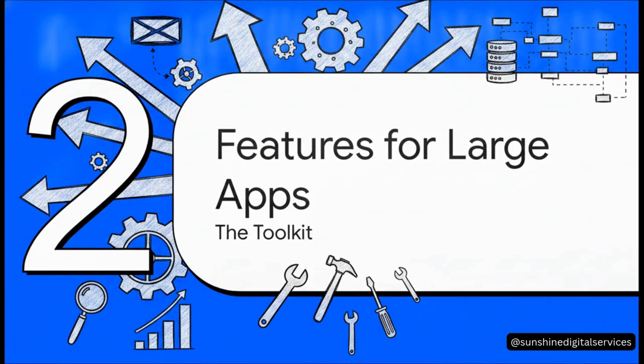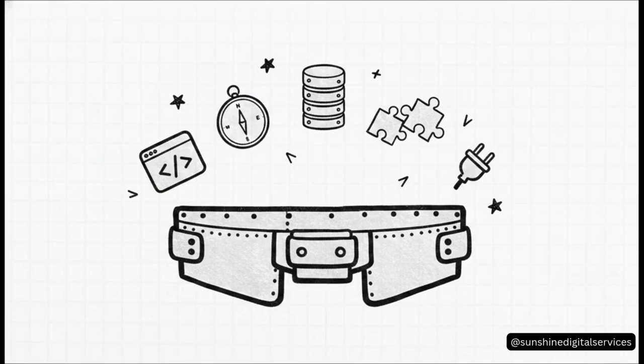Moving right along to section 2. Let's take a look at the features for large-scale apps, the actual toolkit. Ember equips us with 5 core features designed specifically to shoulder the burden of large-scale architecture. We've got the Ember CLI, the router, Ember Data, components, and add-ons. Let's spotlight the most crucial ones right now.